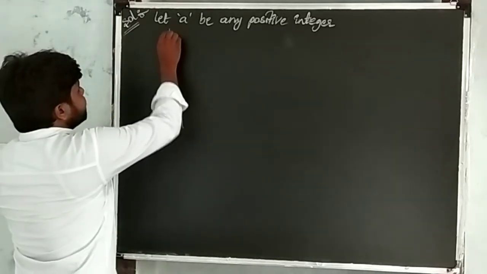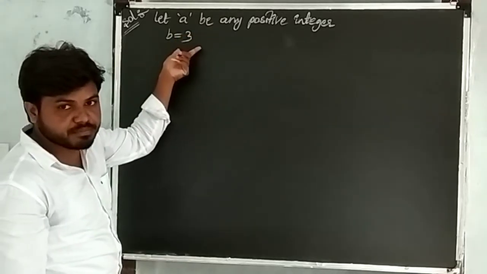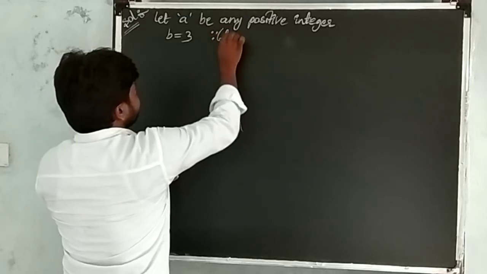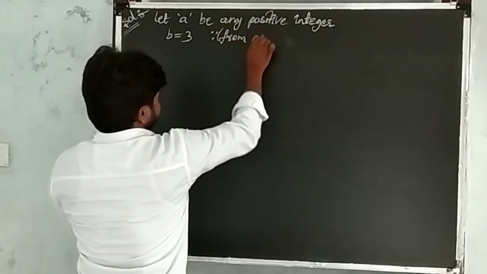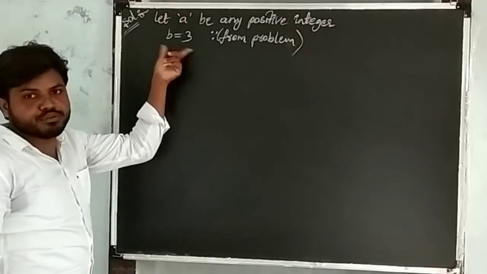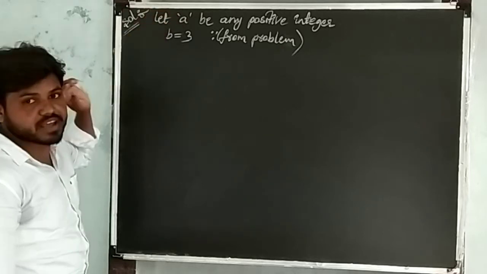From the problem, what is the value of divisor b? It is 3. From the problem, divisor b is 3. Now apply Euclid division lemma with the a and b values.